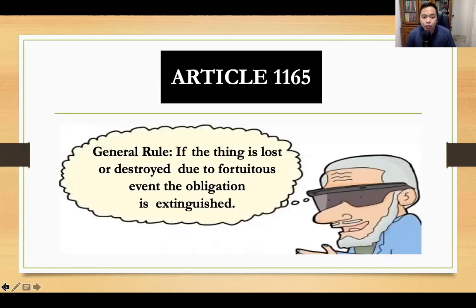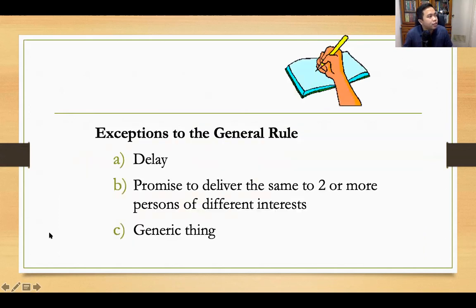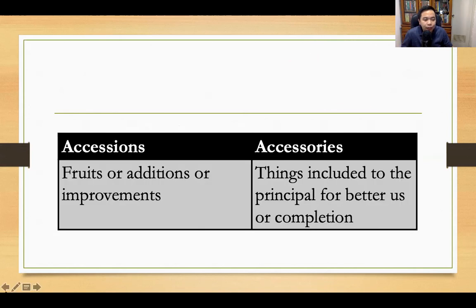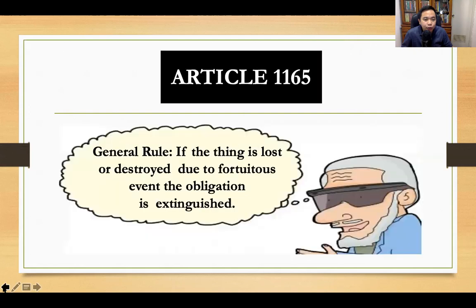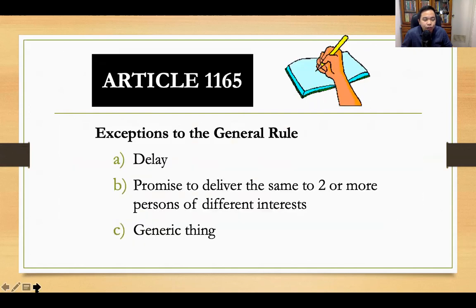As a general rule, class, if the thing is lost or destroyed due to a fortuitous event, then the obligation is extinguished. There are exceptions to this general rule. Number one, if the debtor has incurred delay. Number two, if the debtor has promised to deliver the same thing to two or more persons with different interests. Or if the object is a generic thing. Okay, remember this rule and the exceptions.